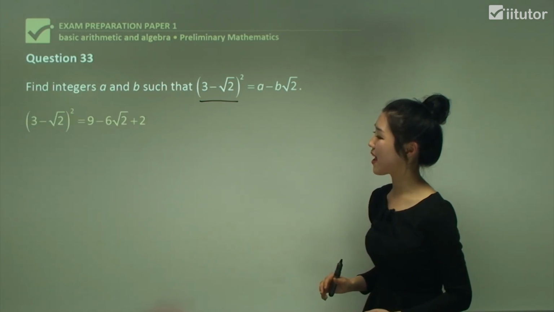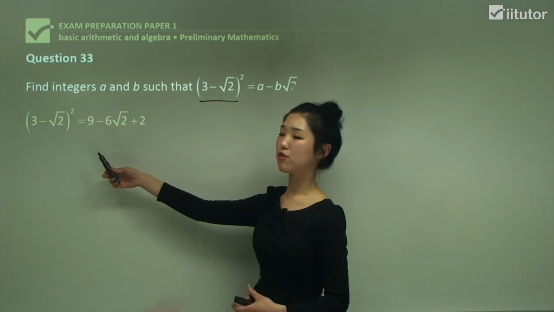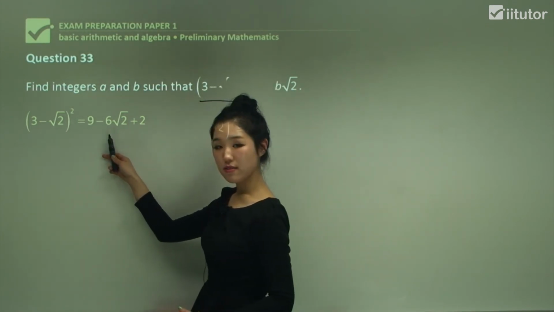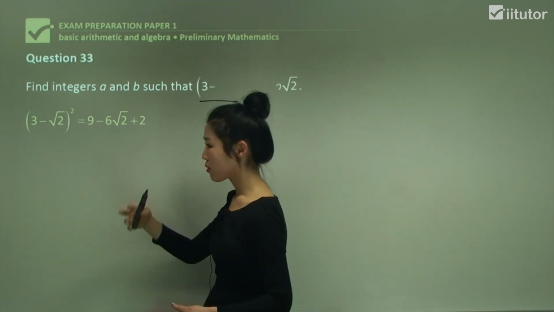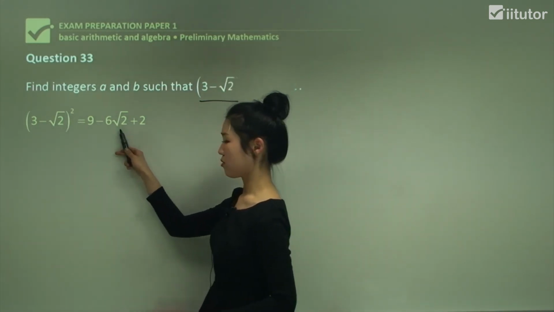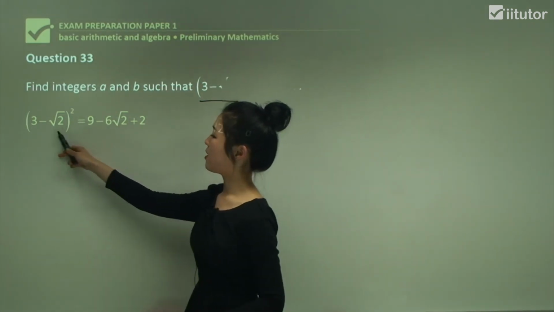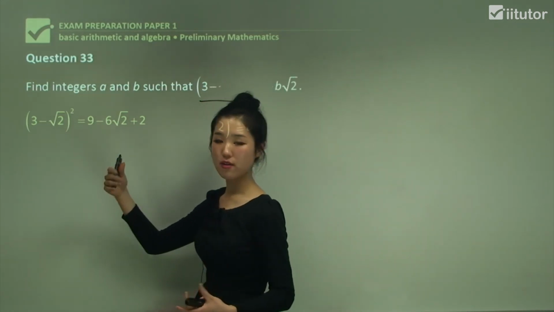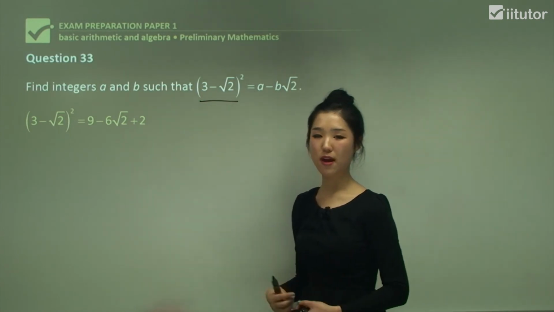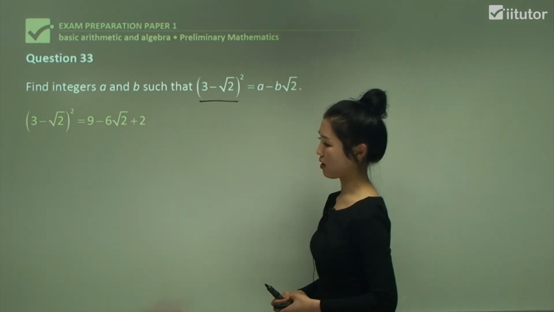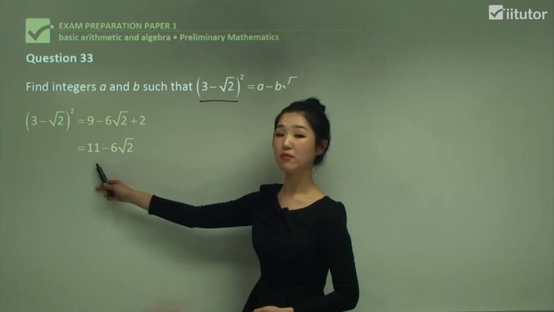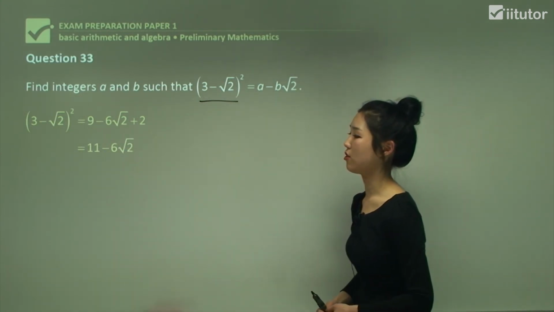I'm going to expand that out. So 3 minus root 2 squared is 3 squared, which is 9, minus 2 times 3 times root 2. So 2 times 3 is 6, times root 2 is 6 root 2. And then plus the root 2 squared. So plus root 2 squared is 2. Okay, just some simple expansion there. I don't want to go through that in too much depth. Now simplify that further. 9 plus 2 is 11. So I have 11 minus 6 root 2.